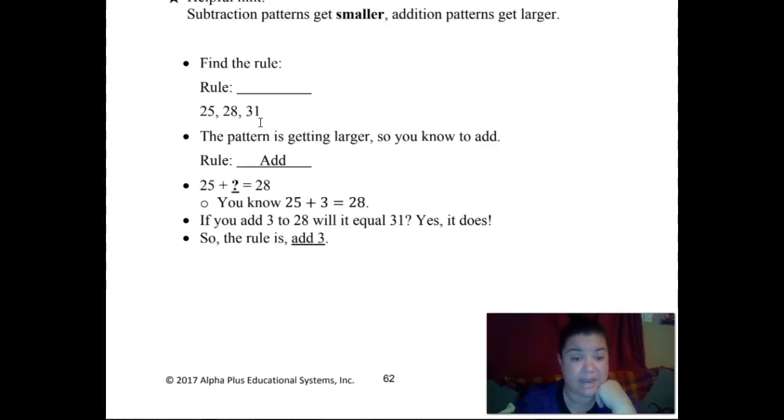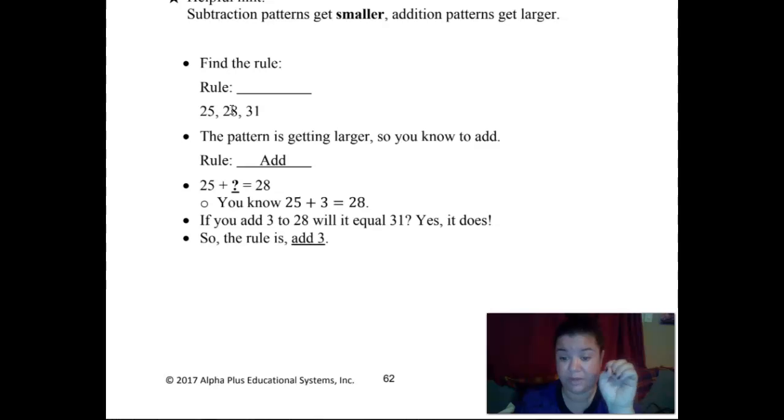So 25, 28, 31. Are those numbers getting bigger or smaller? They're getting bigger, so that means we need to add. So the pattern's getting larger, so our rule is to add. So 25 plus what equals 28?